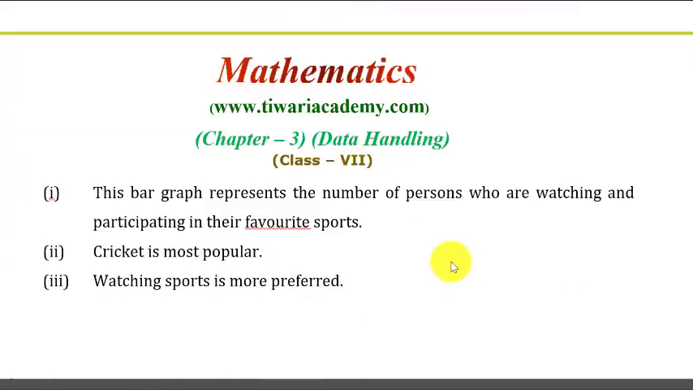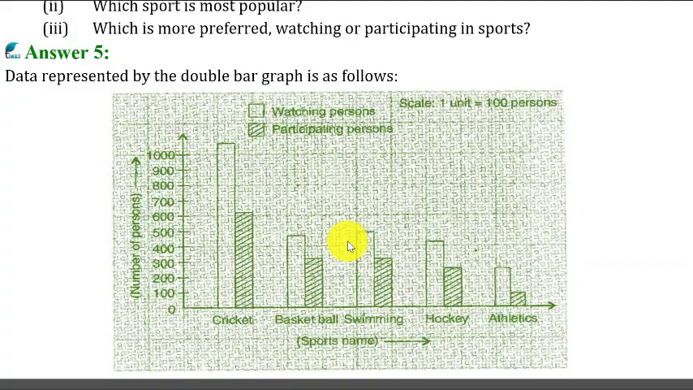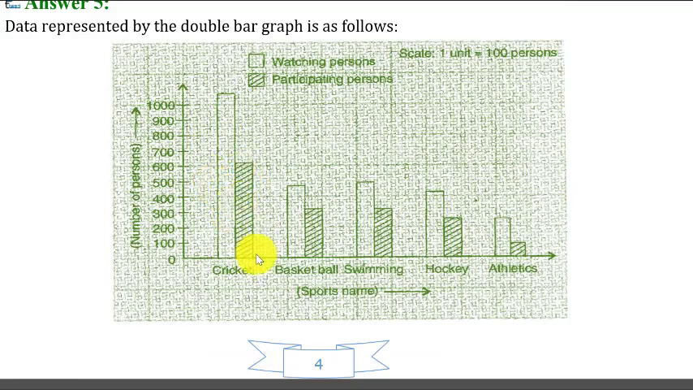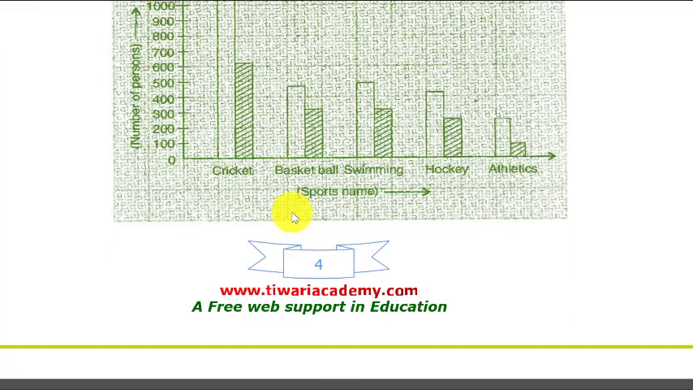So with the help of this graph, we can say this graph represents the number of persons who are watching and participating in their favorite sports. For the second question, by observing this we can see that cricket has the highest players and the highest watched persons. So here we can write cricket is the most popular.